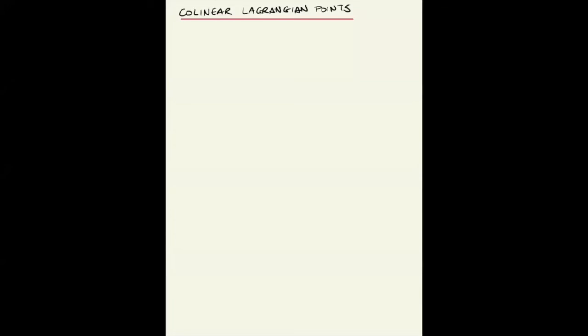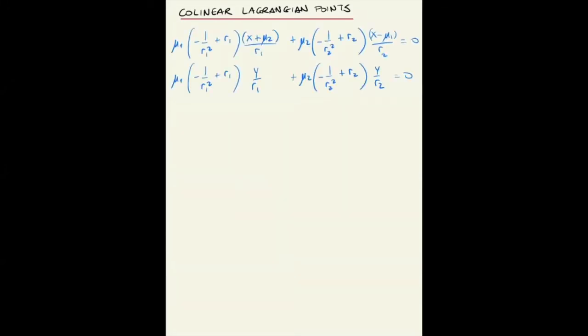Let's find the location of the other Lagrangian points. So these are the derivatives of the Jacobi constant, the two equations that have to go to zero, so that the velocity is equal to zero and we have equilibrium in the rotating frame. We found the two solutions, which are the triangular points L4 and L5.